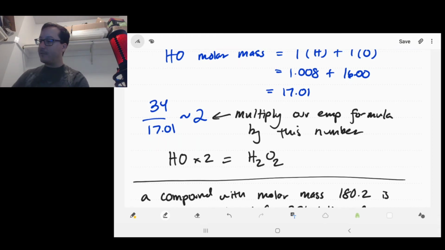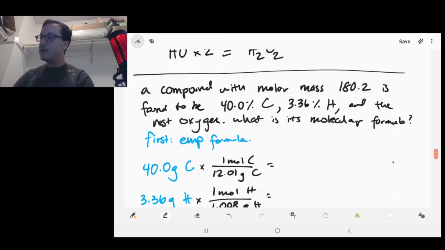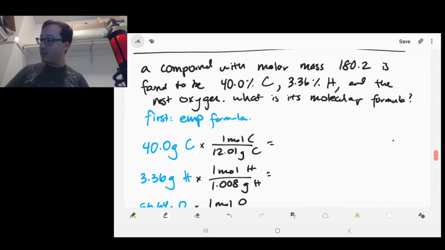Alrighty, cool. And then if we want to do this again, taking it one step further, where again I'm giving you the molar mass in the question, and now I'm giving you a way to find the empirical formula. Because the last question I gave you the empirical formula, the first thing we're going to need to do here is determine that using the numbers that I've given you. We're going to take that 40% and the 3.36% for those two elements. We are also told the rest is oxygen, so I did a little bit of subtraction there.